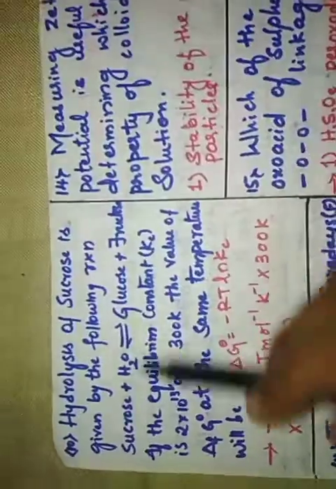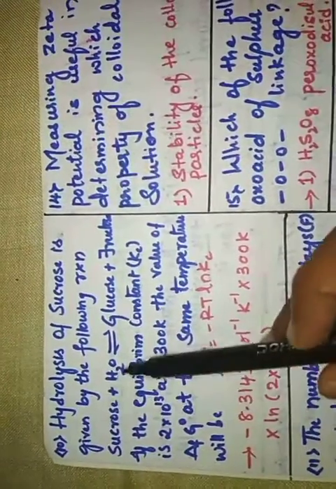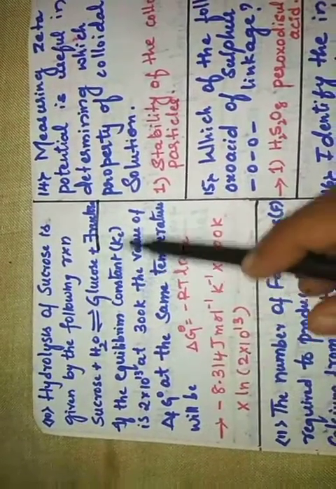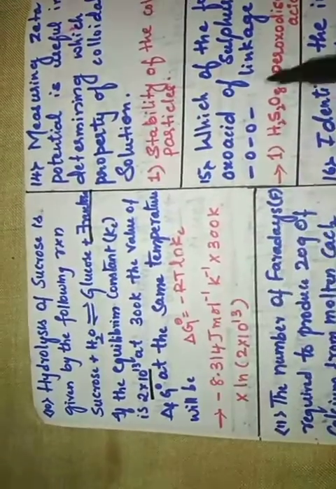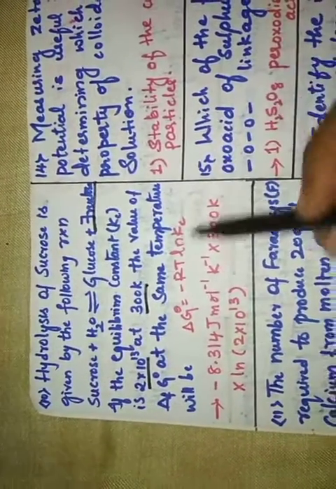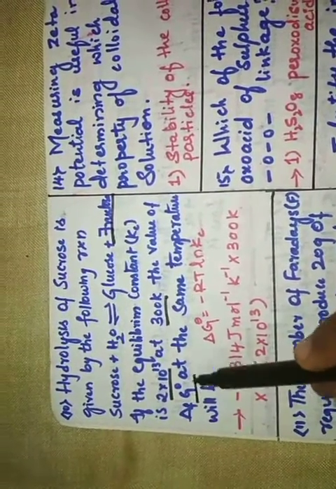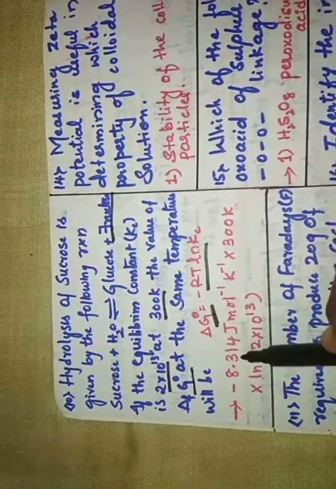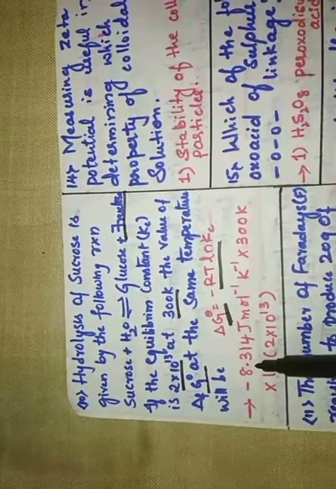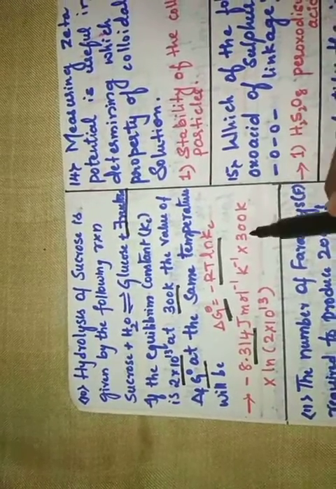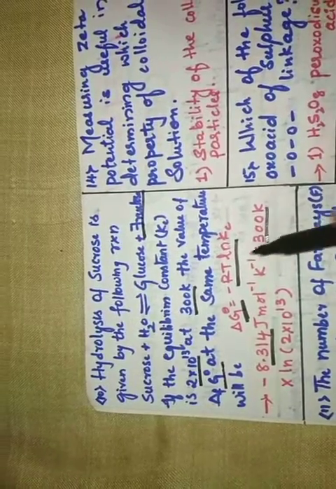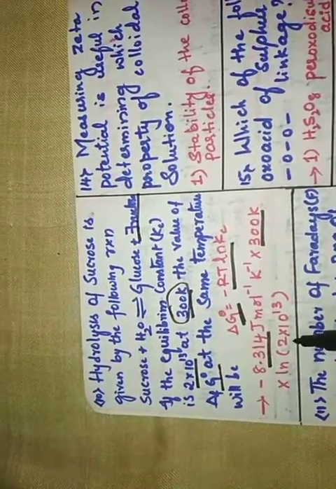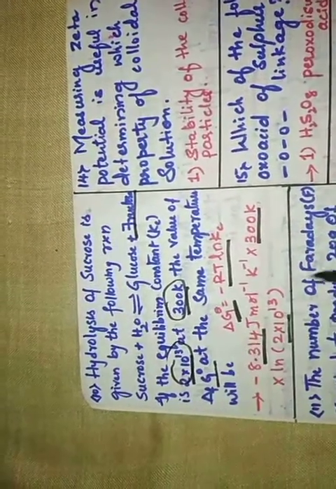Now moving to the 10th. Hydrolysis of sucrose is given by the following reaction. Sucrose plus H2O gives glucose plus fructose. In the given reaction, if the equilibrium constant Kc is 2 into 10 raised to 13 at 300 Kelvin, the value of delta G you should find. Then the formula is delta G equals minus RT ln Kc. See, minus RT ln Kc, where R value is 8.314. The given temperature is 300. The Kc is 2 into 10 raised to 13.